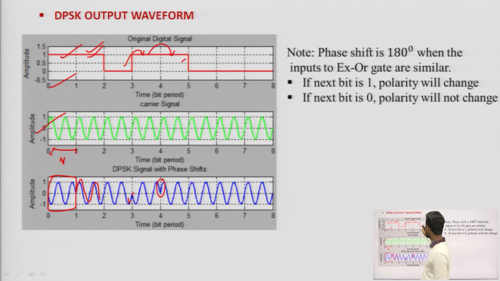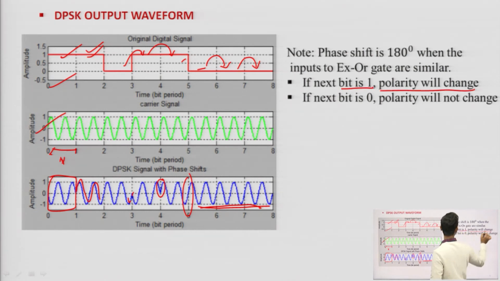Again 1 to 0, there is no phase shift change. Okay, 1 to 0 means no phase shift, and 0 to 0 there is no phase shift change, it will continuously go on. Okay, so if next bit is 1, polarity will be changed. If next bit is 0, there will be no change in polarity.